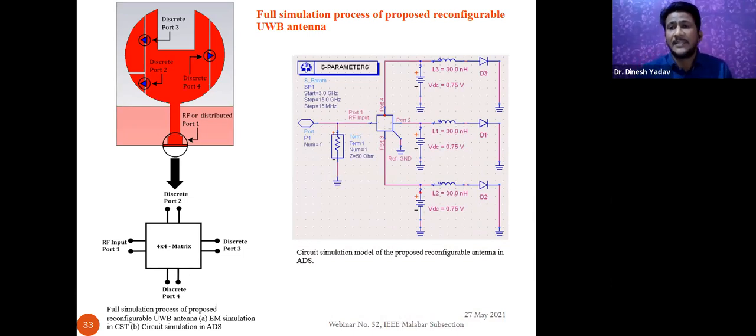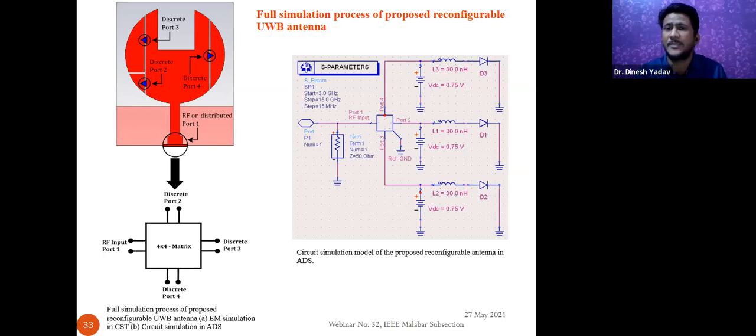If these antennas were there and the diodes are there with the inductors with their feed energy of 0.75 volt, then how would this structure behave, so that we can find out. All the simulation has been done in CST, but this circuit analysis has been done in ADS software. In ADS, we have taken all the transformations of these results, and physically we were going to connect the diodes and inductors.